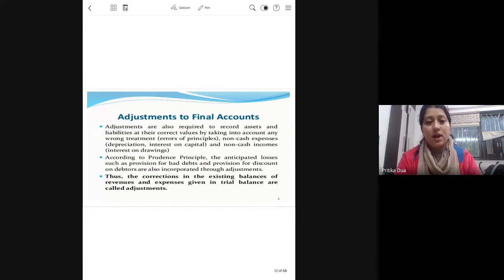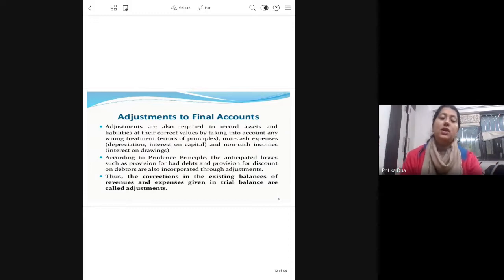Now, adjustments are required so that our assets, liabilities, and our profit are actually giving us the correct representation of the financial position of the firm, and all the principles and concepts that we did in unit 1 are properly followed. Like in the second point, it is given that your prudence principle, which says that we need to create reserve or provision for anticipated losses, all these rules should be followed.